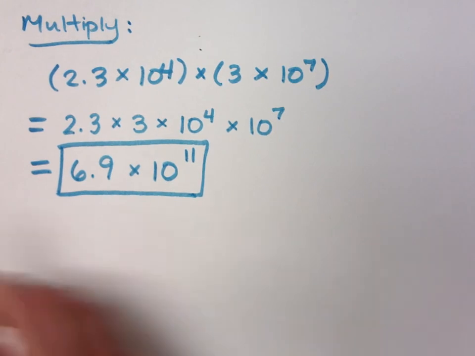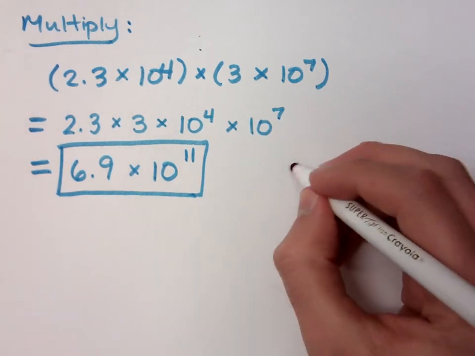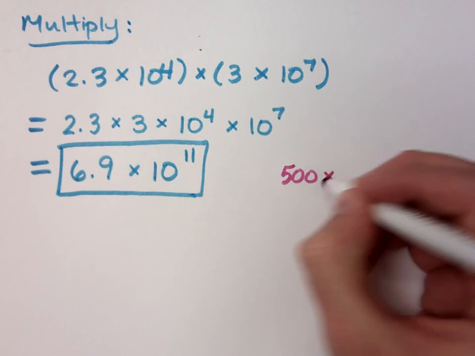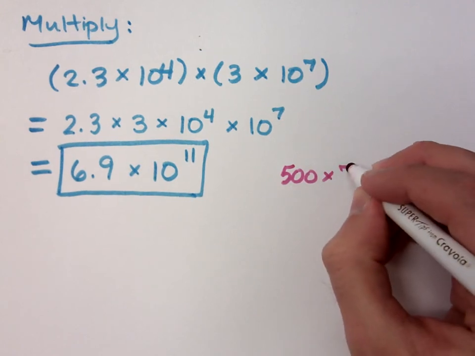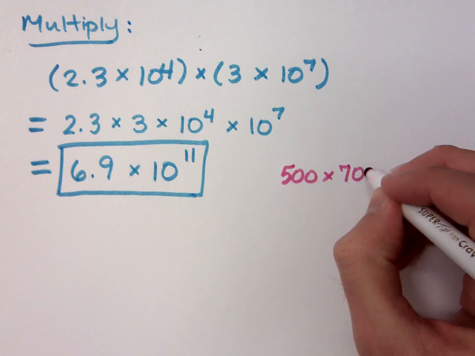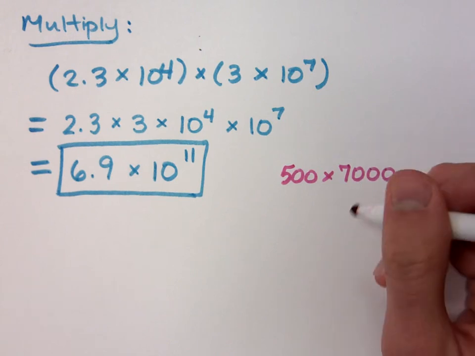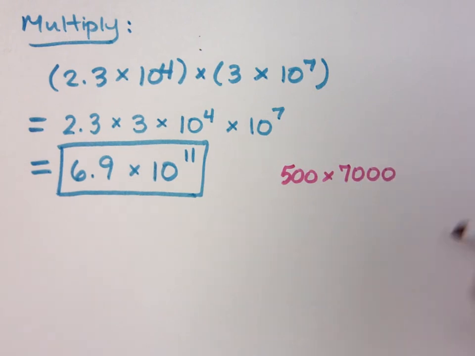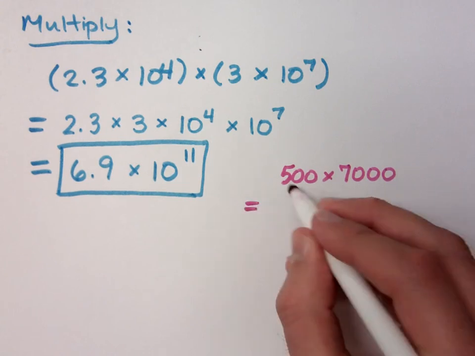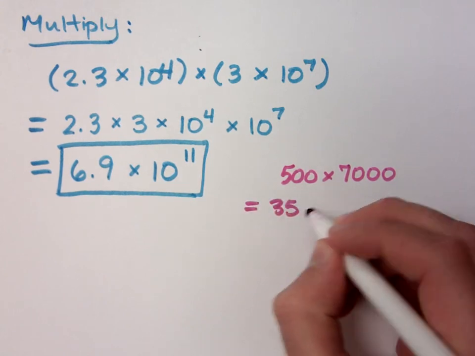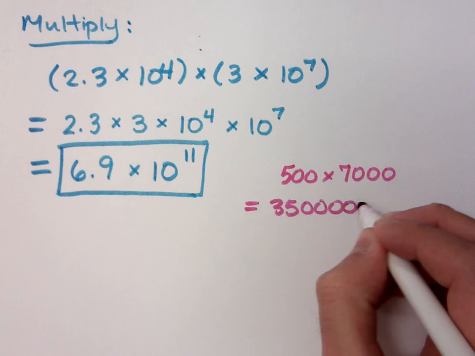If I ask you to do this, what's 500 times 7,000? How would you do this problem? 5 times 7, and you just add all the zeros, right? Isn't that what you do?